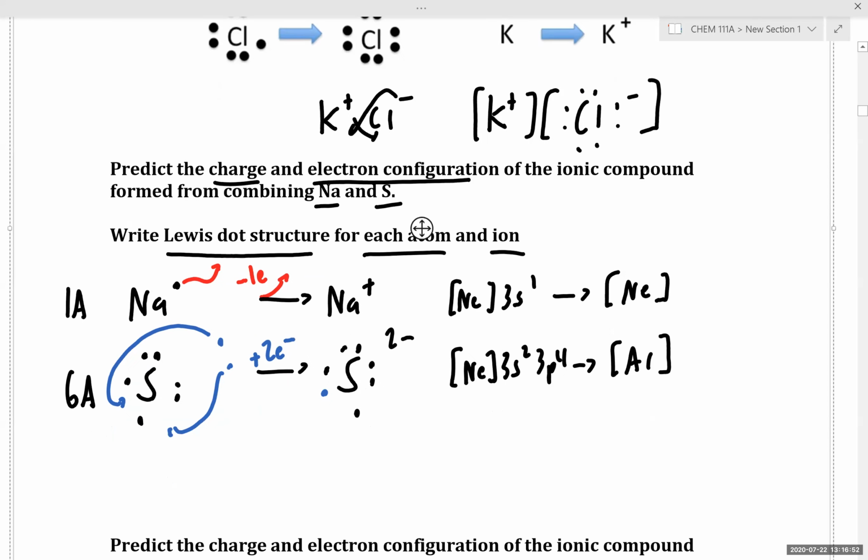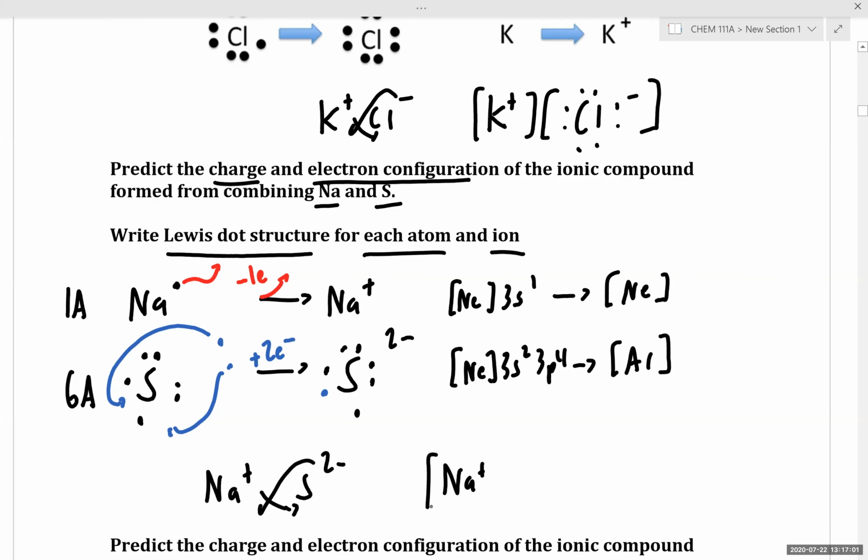Now that we have our cation and anion established, we take sodium plus and S2 minus, and we cross their charges, and that gives us sodium sulfide. So we have 2 sodiums and then 1 sulfide ion. This is our representation of sodium sulfide using our Lewis dot model.